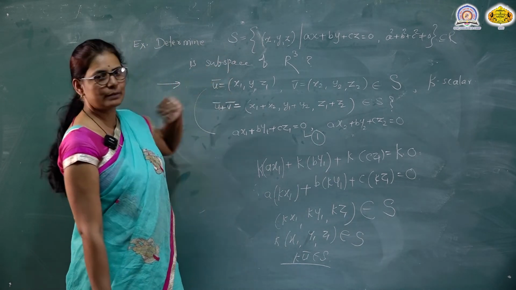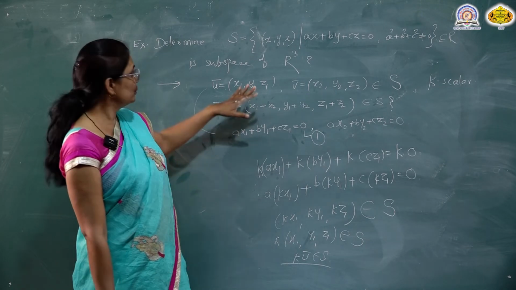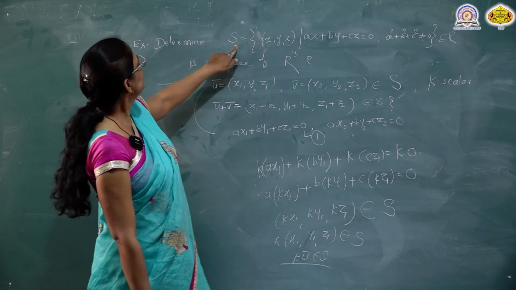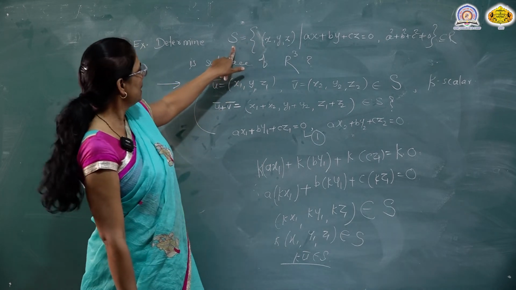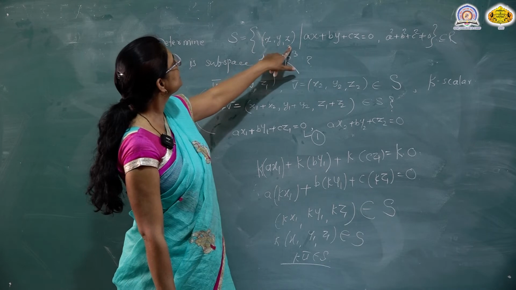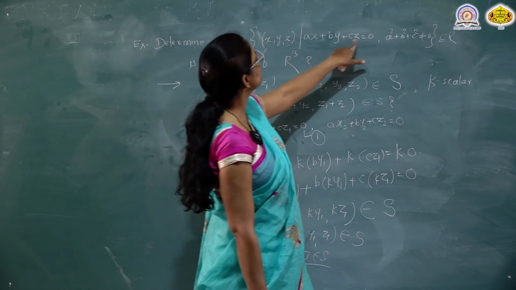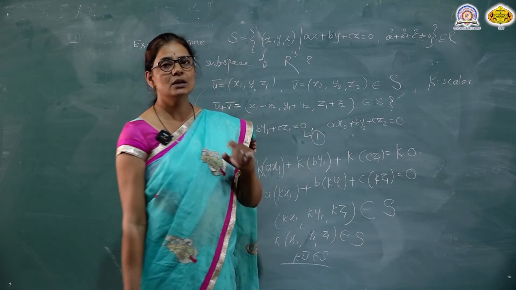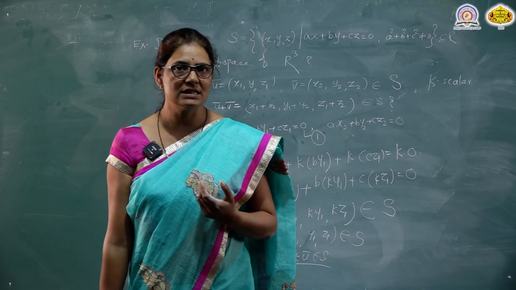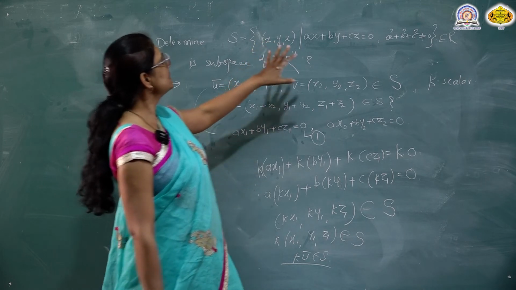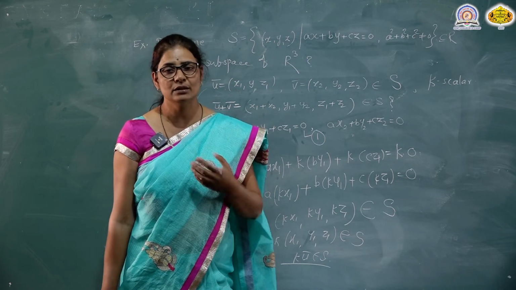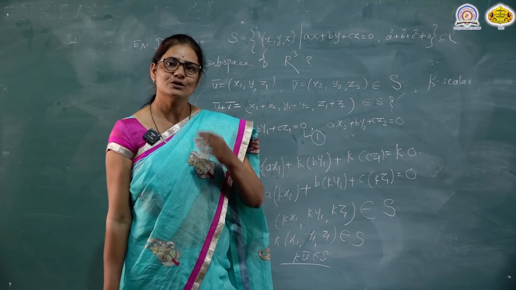So you can write geometrically also, or we can show that this is a subspace by using this method. So always remember, I recall it again. S is the set of all triplets x, y, z such that ax plus by plus cz equals 0 with this condition, that a, b, c are not simultaneously 0. Obviously, first of all, it is a subspace of R3. Geometrically it represents a plane passing through the origin. So it is a subspace.